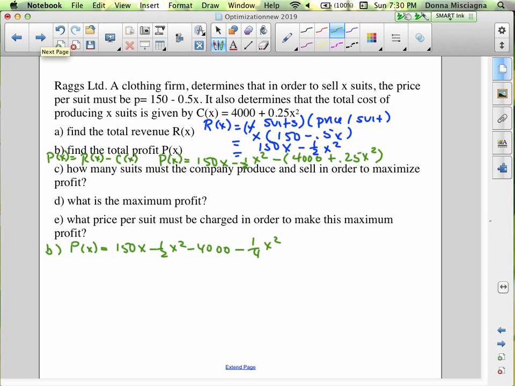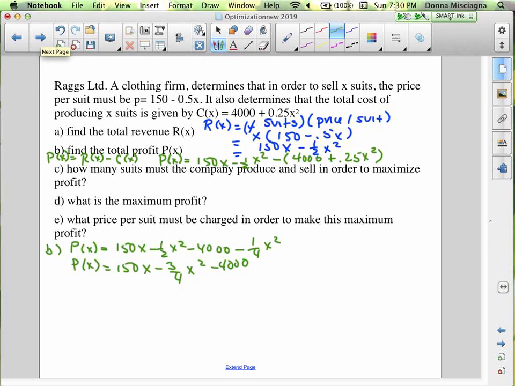So we can combine like terms. Got a few of them. Well, two of them. P of x equals 150x minus 3/4 x squared minus 4,000. All right, so that's the profit equation. How many suits must the company produce and sell in order to maximize the profit?